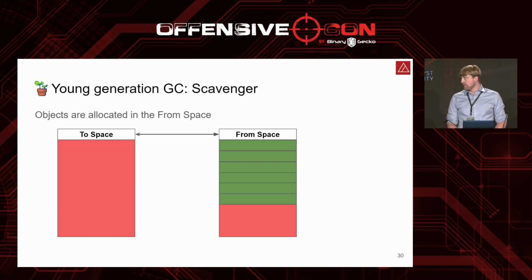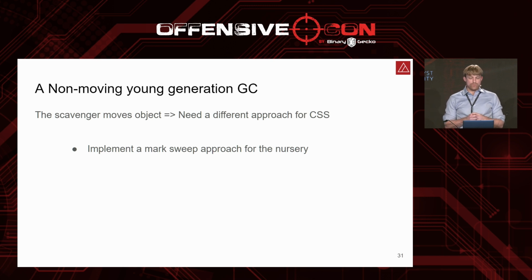However, as we mentioned earlier, moving objects in this way is incompatible with the conservative root finding approach. And this has motivated work in the GC to develop an approach that does not move objects and is therefore compatible with conservative stack scanning. An approach taken by the V8 team was to implement a new mark sweep-based strategy for the young generation called minor mark sweep. As a last bit of theory before we talk about some bugs, let's have a high-level look at how minor mark sweep works.